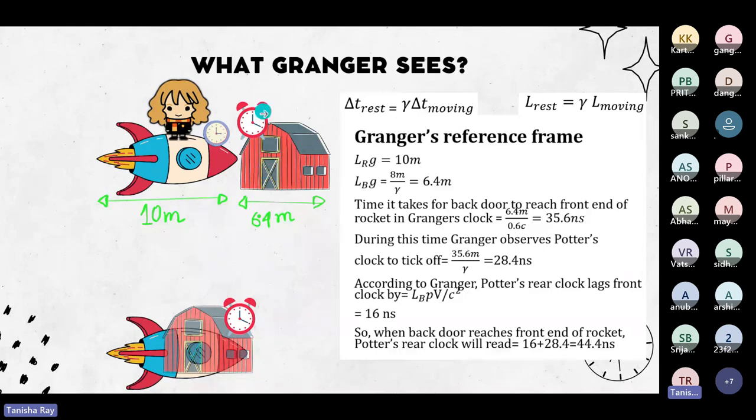But when we try to explain the same thing from Granger's perspective, she will say, no, both of your doors were not at all closed simultaneously. By the time you closed the front door, you had already opened the back door. So in that time difference, the rocket already came out through the other end of the door. And therefore, your doors did not crash with my rocket. So this is the explanation that they are giving.